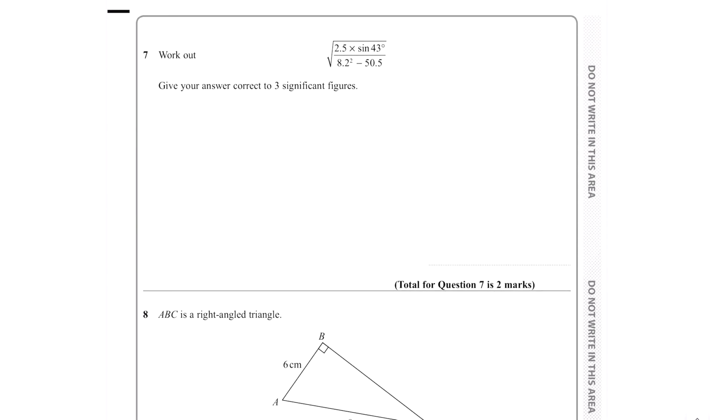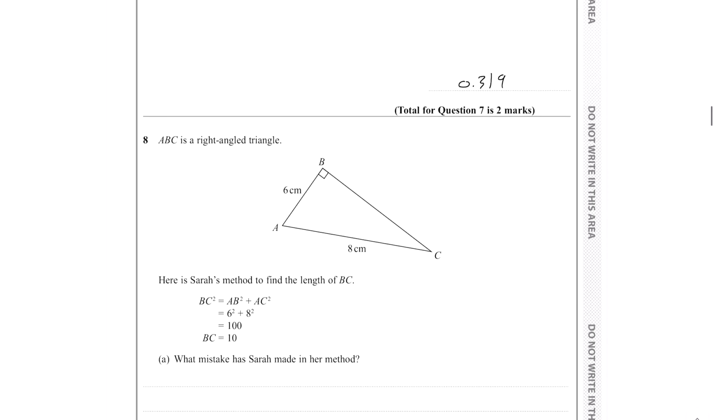Question 7, you can just type that directly into your calculator and you get the answer. Just round that to 3 significant figures, and that becomes 0.319.